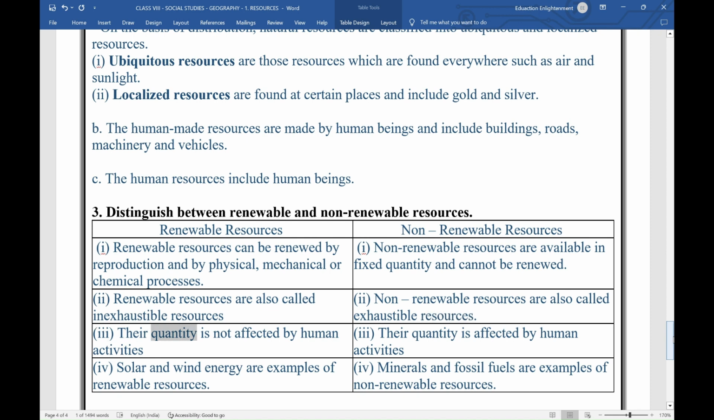3. Their quantity is not affected by human activities. 3. Their quantity is affected by human activities. 4. Solar and wind energy are examples of renewable resources. 4. Minerals and fossil fuels are examples of non-renewable resources.